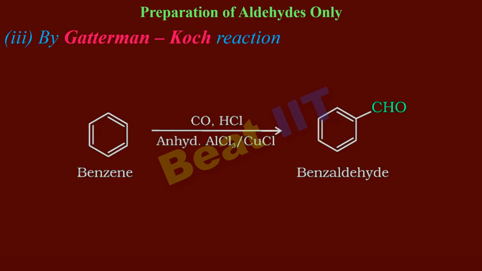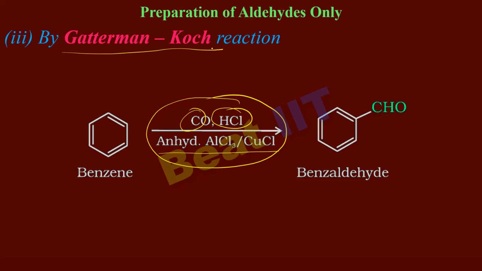Then third one, by which we can produce aldehydes only. This one we can produce benzaldehyde from benzene. So this one is slightly different. Here we are not using toluene, we are using benzene, and we get it reacted with carbon monoxide and HCl in presence of anhydrous AlCl3 or CuCl. Conditions you should remember. It is important to memorize the conditions. And in this case, benzene is converted to benzaldehyde. Very important named reaction, Gattermann-Koch reaction. In Gattermann-Koch reaction, try to memorize, it is to convert benzene to benzaldehyde.